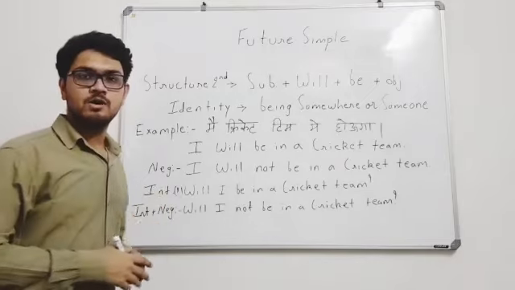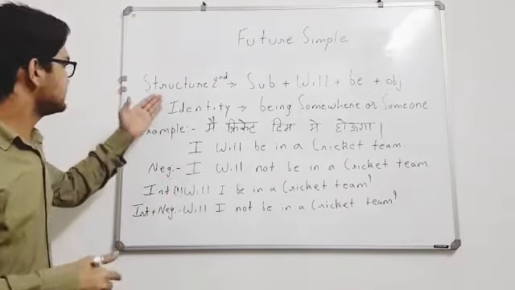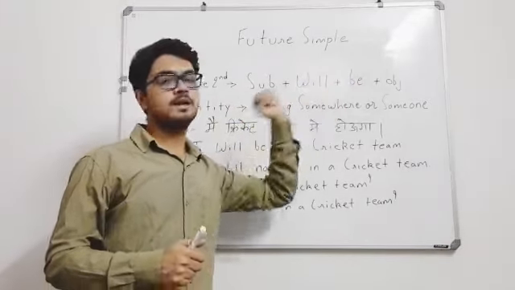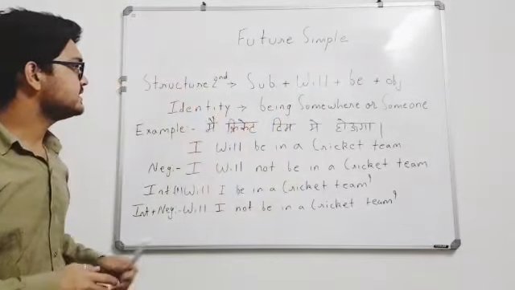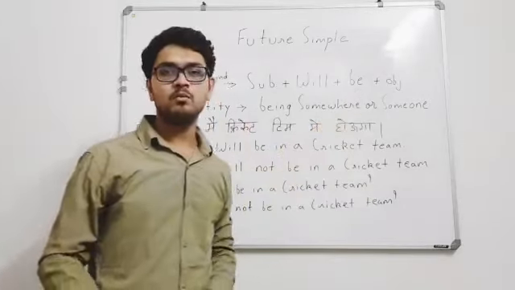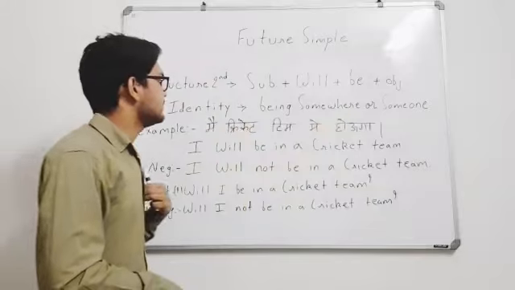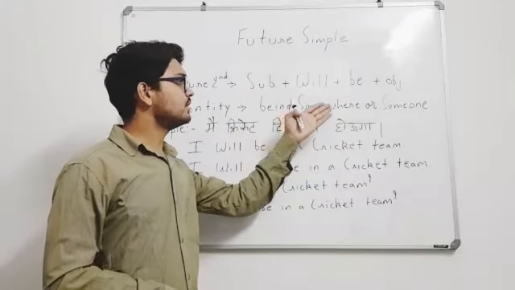Okay, so here we are talking about structure number second. Structure number second is all about subject, will, be plus object. Now we can see there is a be. And why is the be here? Be is here just because we are talking about a sentence which will be being somewhere or someone.